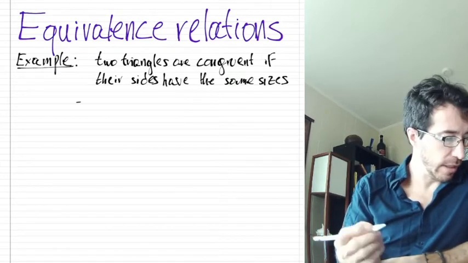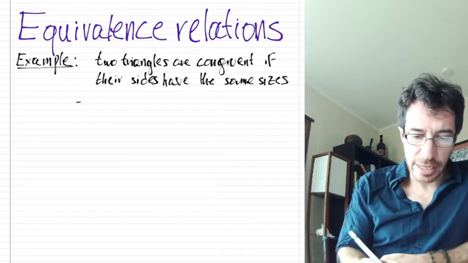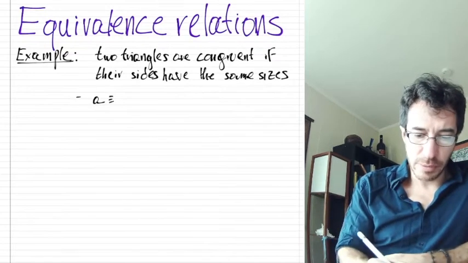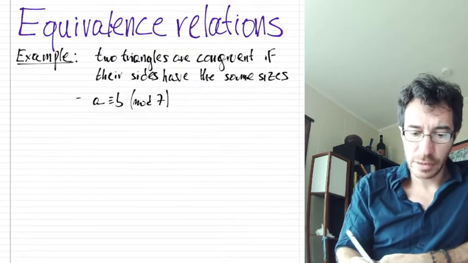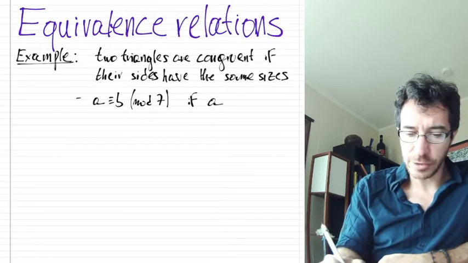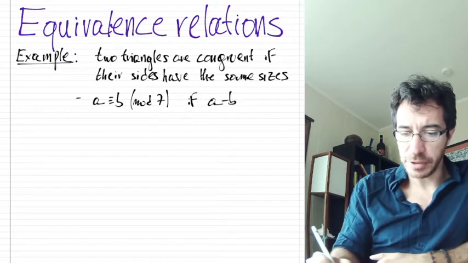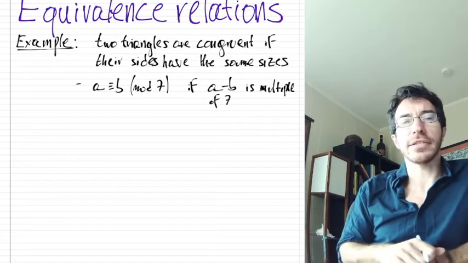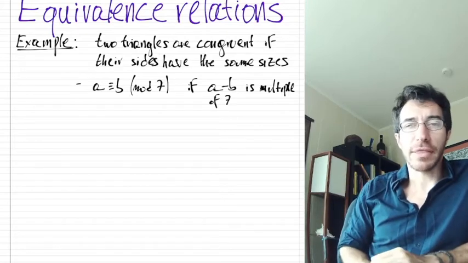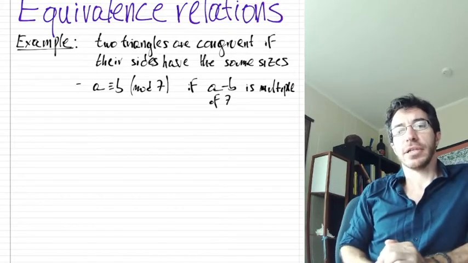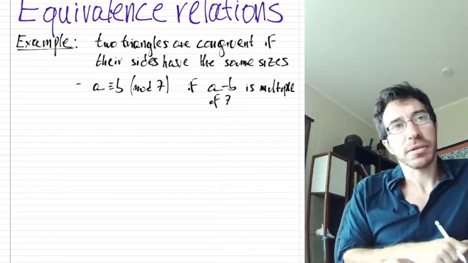Another one could be modulo. So we say that a is equivalent to b modulo 7 if a minus b is a multiple of 7, right? So that's an equivalence class, and if you're thinking of the numbers between 1 and 31, being equivalent means that you correspond to the same day of the week.